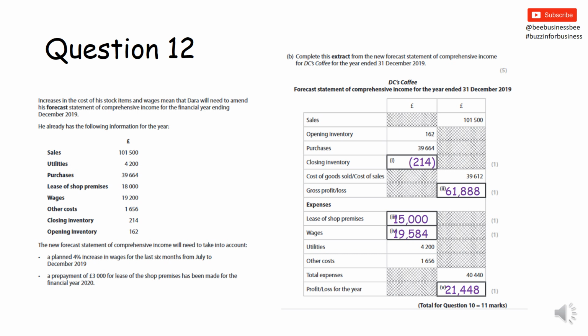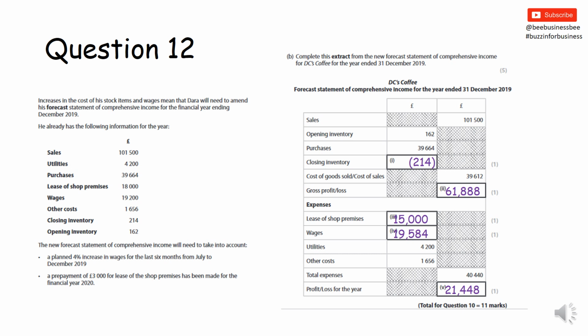And regarding the wages, you needed to find a 4% increase for the last 6 months of this to make it £19,584. And finally, a really simple calculation you had to finish with. It was your gross profit take away your total expenditure. So 61,888 take away 40,440, which gives you £21,448. And there you go.